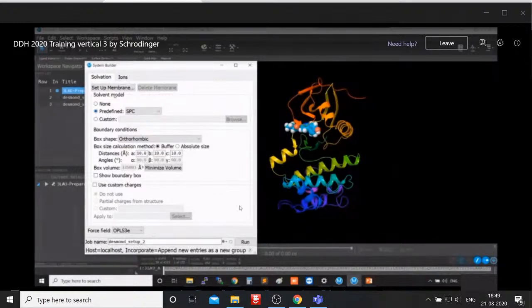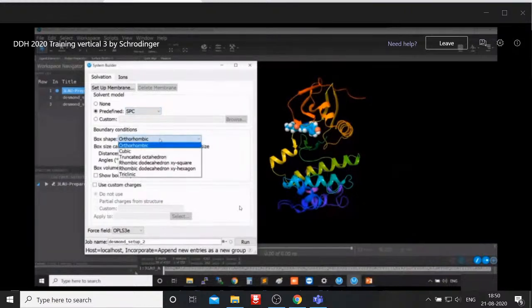Basically, if you have a membrane, you can set up your membrane from here. If you want to use explicit water molecules, those are also present here. There are many different types of water models, like SPC, TIP3P, and TIP4P. But not only water; you can also use other organic solvents like DMSO, methanol, or octanol to solvate your protein structure, if it is necessary to address your biological problem. Then there is a box.